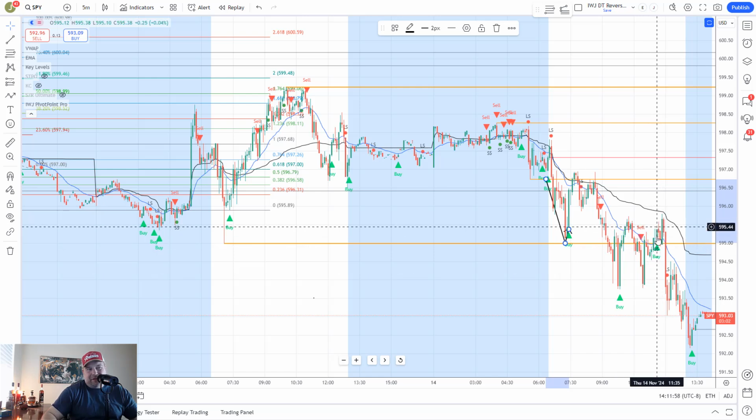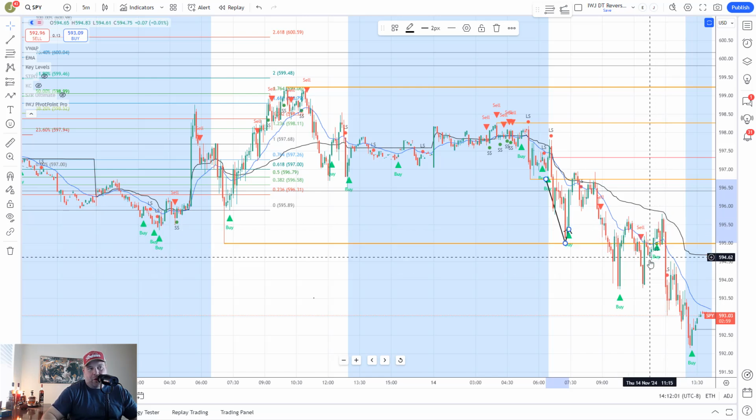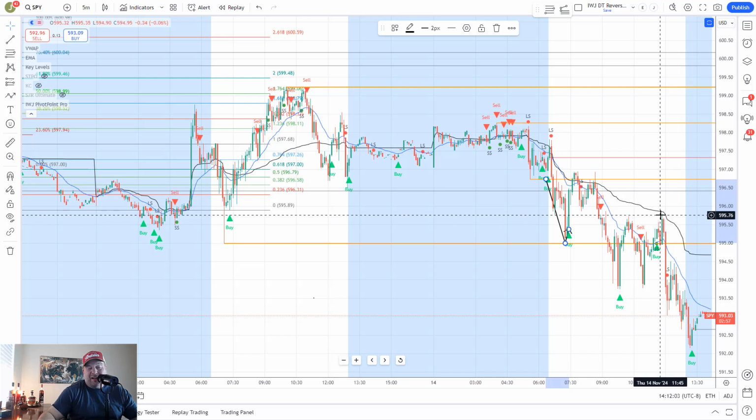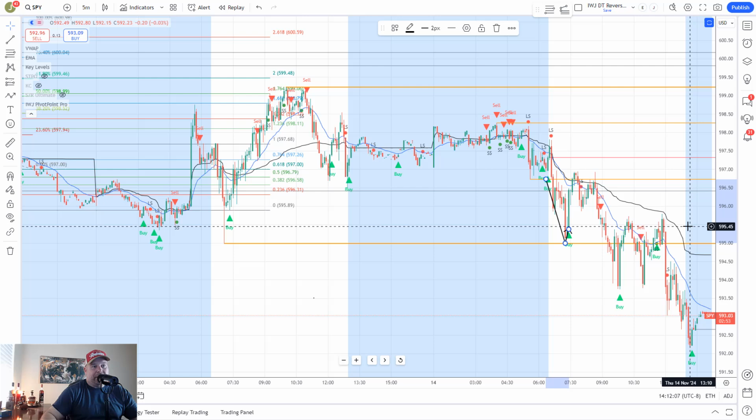And then into the close, you had a little bit of a buy that was an okay buy. I don't know if it turned into a winner or not because I don't trade after 10, so I don't know the answer to that. It's possible it was a winner. Possible it was a loser.